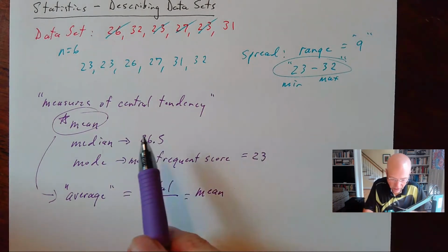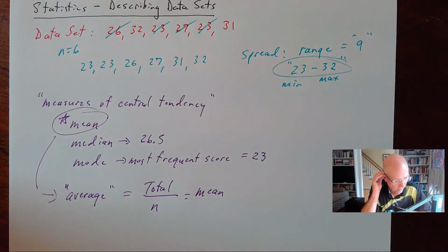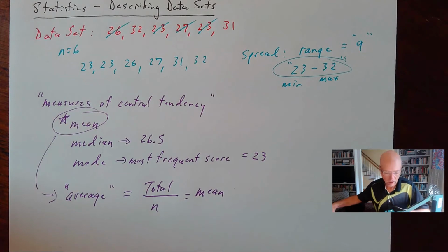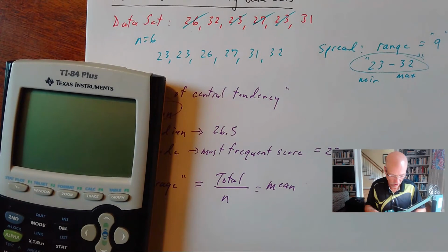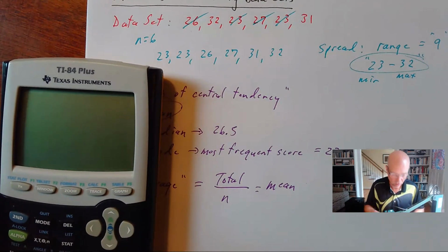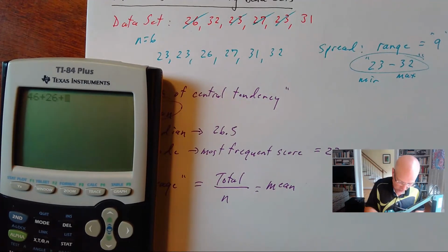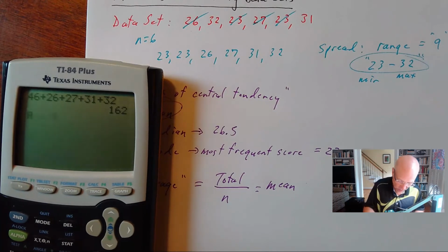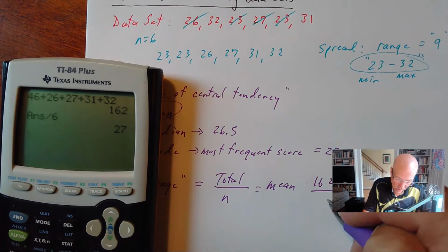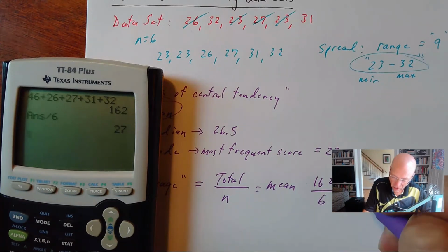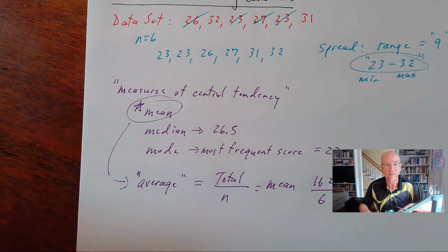In this particular data set, I think I already set it up so that they're going to add up to, well, let me go ahead and double check that. All right, so add up the scores. So 2 23s is 46 plus a 26 and a 27 and a 31 and a 32. There's my total. Divide by 6 scores. So 162 divided by 6, we've got a mean of 27.